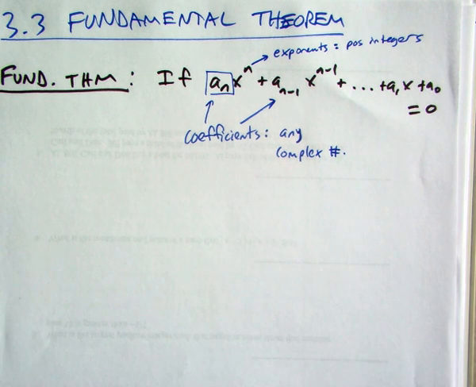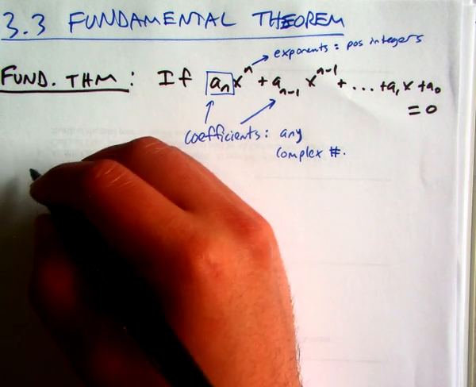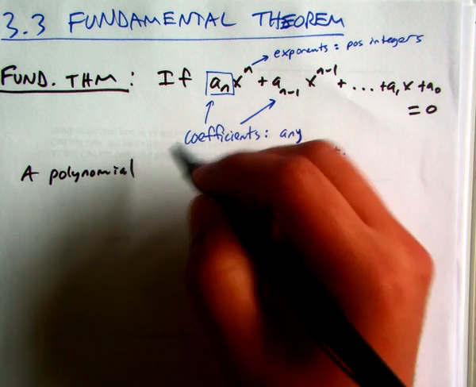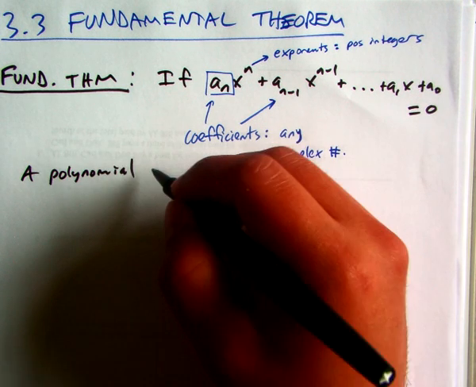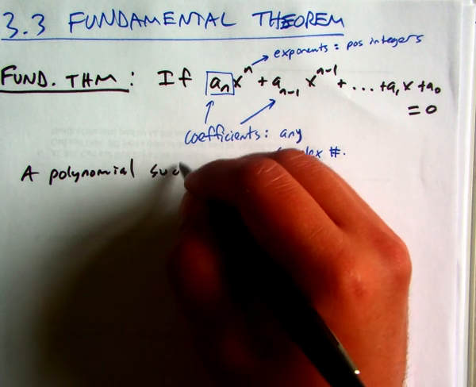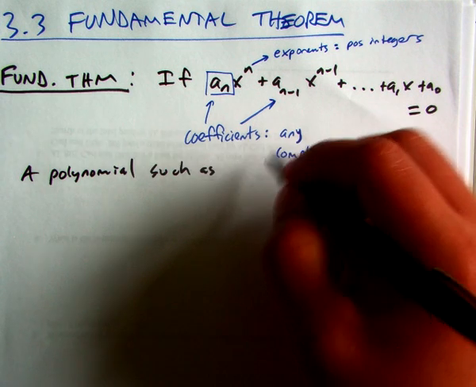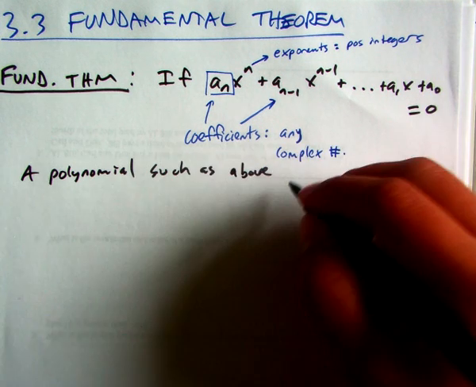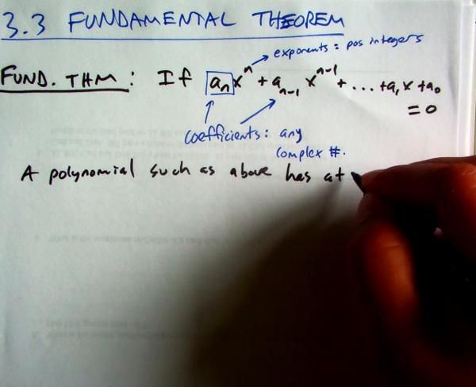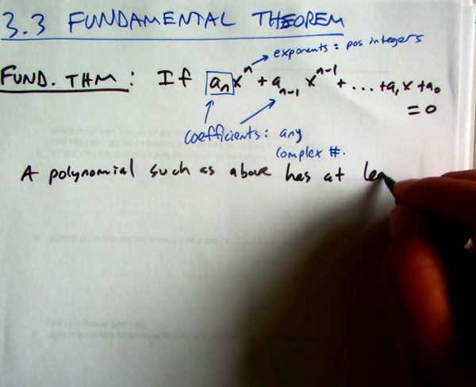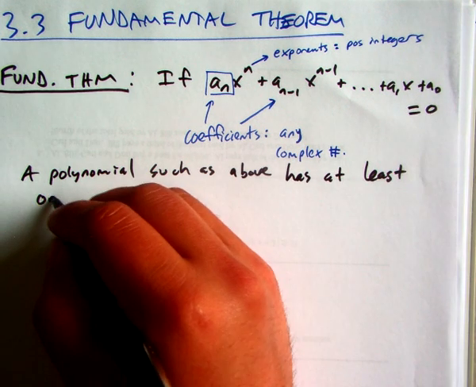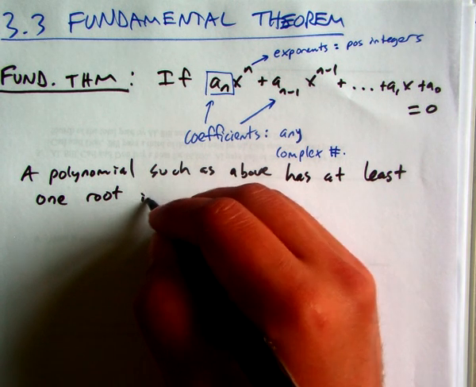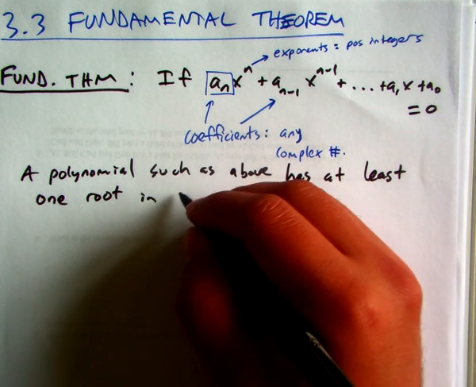So the fundamental theorem said that a polynomial like this one has at least one root in the complex number system.